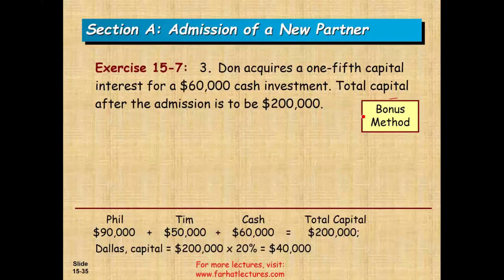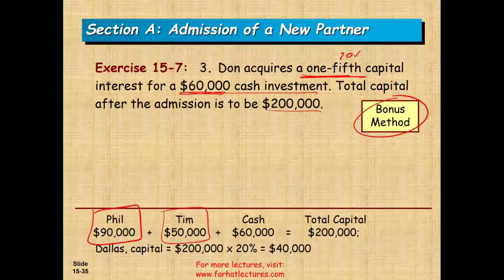And we're going to be using the bonus method to account for this. Now this is where the new partner, Don, invests in the partnership. Don acquires 1/5, which is 20%, capital interest for a $60,000 cash investment. Total capital after the admission is $200,000. So here's what happened. We already have Phil with $90,000, Tim with $50,000, and now we have $60,000 in cash. So the total capital is $200,000.